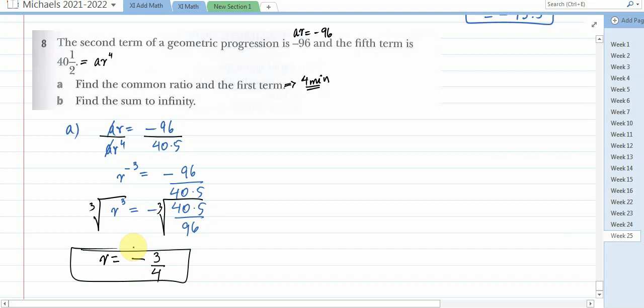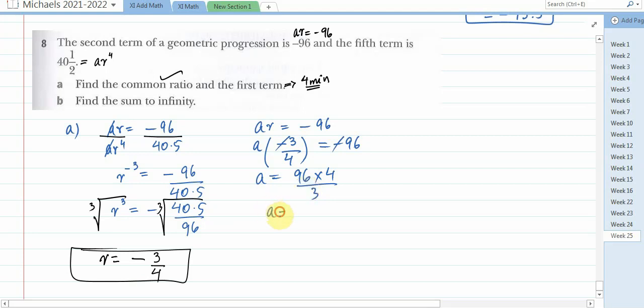Alright, that is your value for r for the first part, and then we need to find the first term. The given equation is ar equals minus 96. r is what? Minus 3 divided by 4, so a times minus 3/4 equals minus 96. Minus minus cancel. a is what? 96 into 4 divided by 3. We can simplify 96 into 4 divided by 3, that equals 128. These are the two values for a and r.